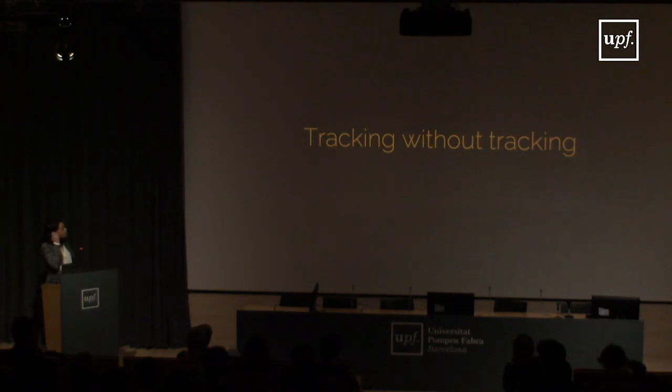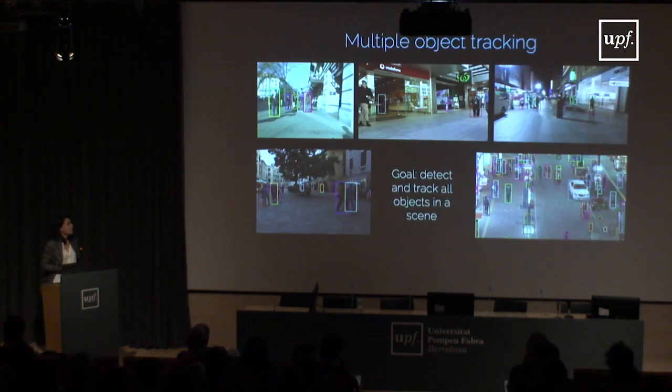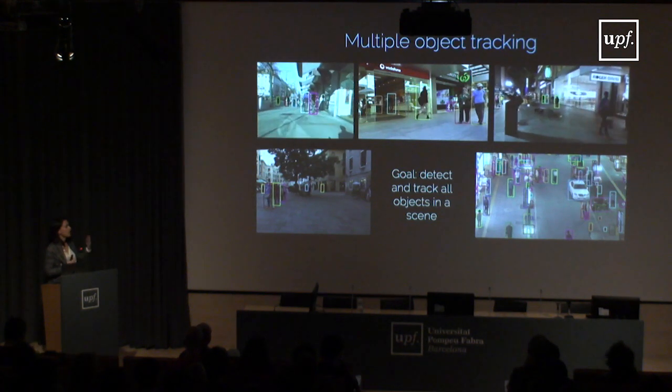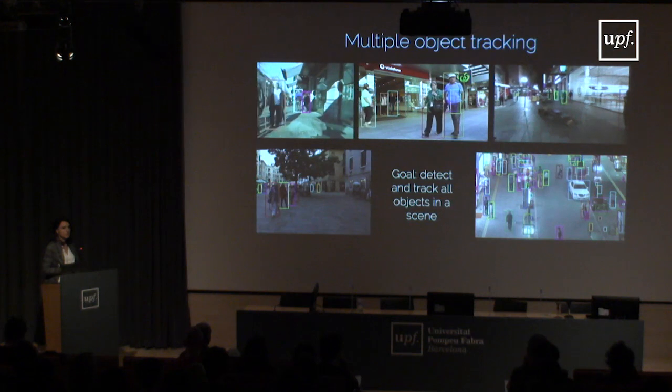Okay, so now I will move to another work that we did with a similar philosophy for multiple object tracking. In this work, we are still on the side of things where we actually don't care about temporal information. So we're actually going to perform tracking without actually performing tracking. In the multiple object tracking setup, we have a set of videos, and the goal is to detect and track all the objects in the scene.